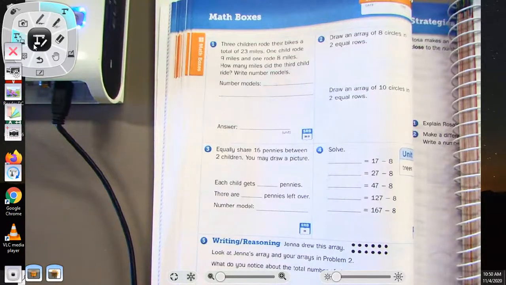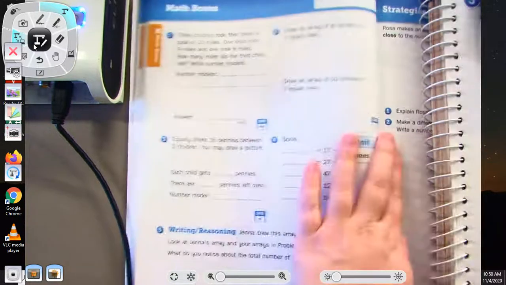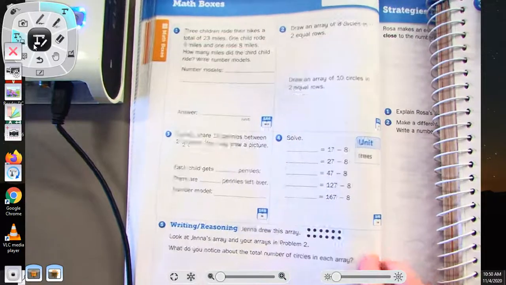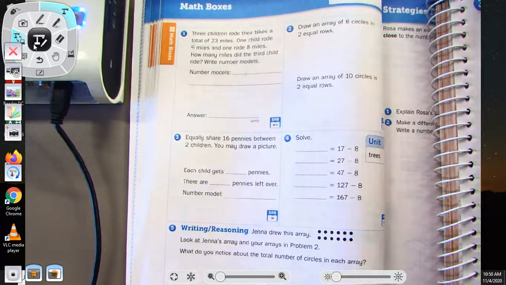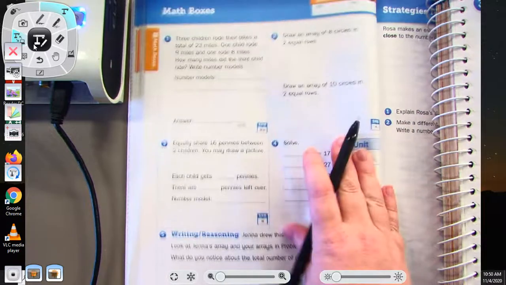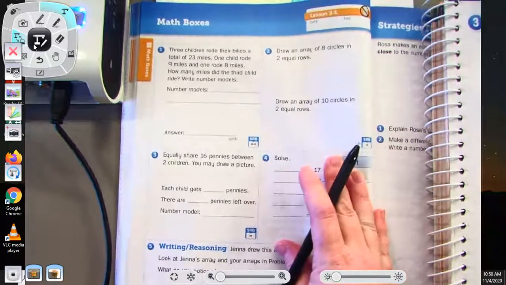Okay, guys, so we are going to go over math boxes for page 66. I know some of us were having trouble with it, so I just wanted to record this video for you to see. So if you look at number 1, I'll zoom in a little.